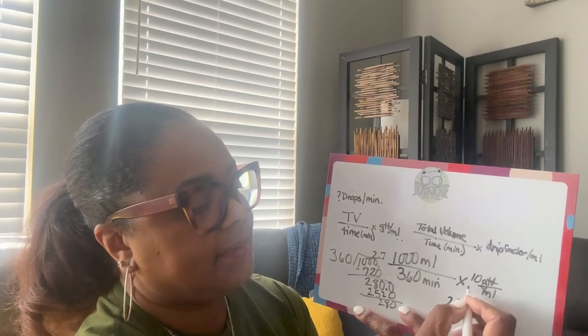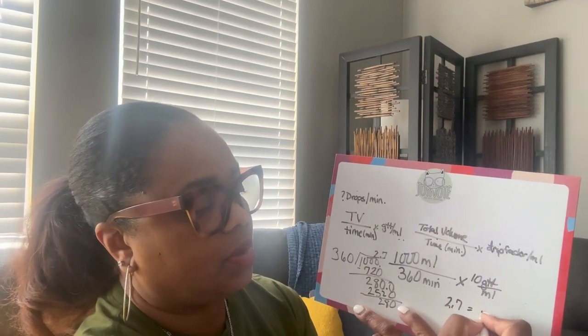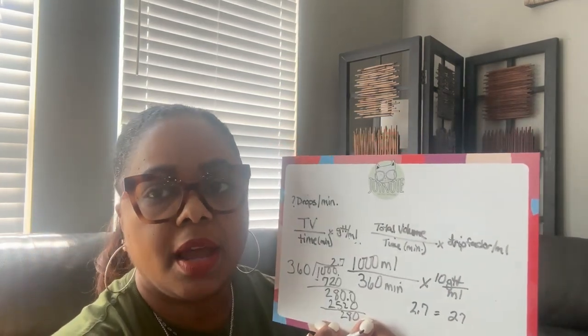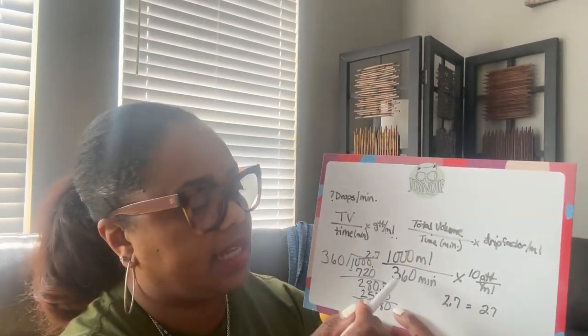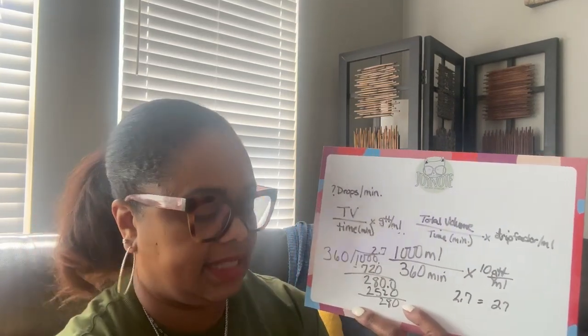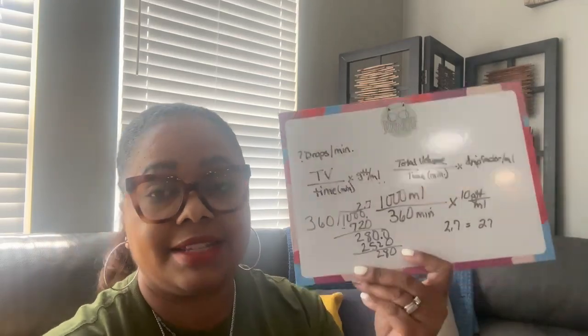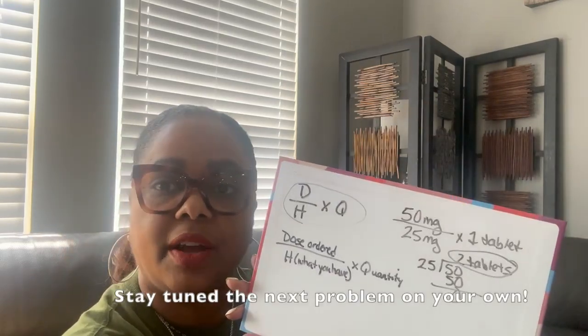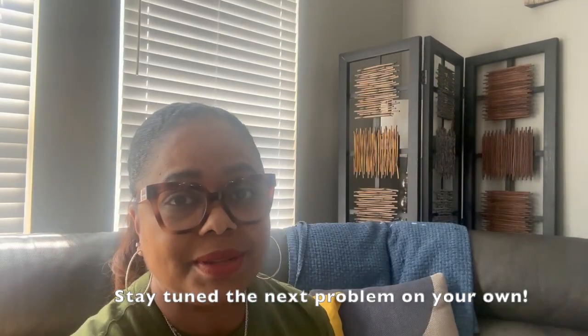So as you see, this is going to keep going if we kept doing this. So it's going to be 2.7777. So in this case, you could round up to 2.8. But let's just keep it at 2.7. So 2.7 times 10 is going to equal 27. So that means there has to be 27 drops per minute in order to get this whole 1,000 milliliter bag into the patient in 6 hours. So there you are. I did a problem for you with the IV drip rate and the D over H times Q. I hope that helps to make it a little easier for you.